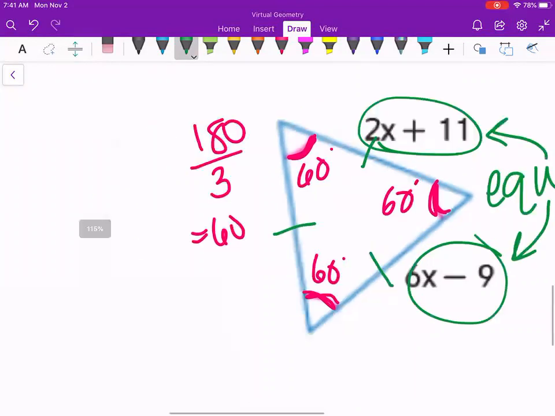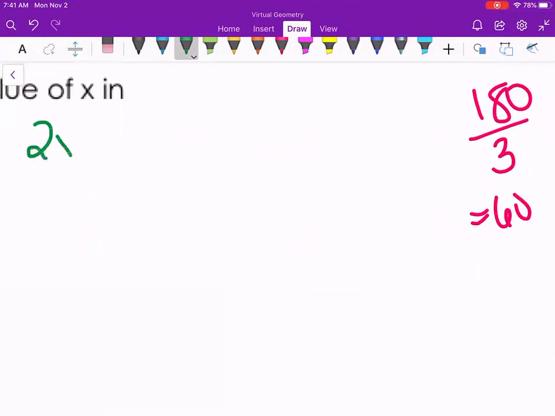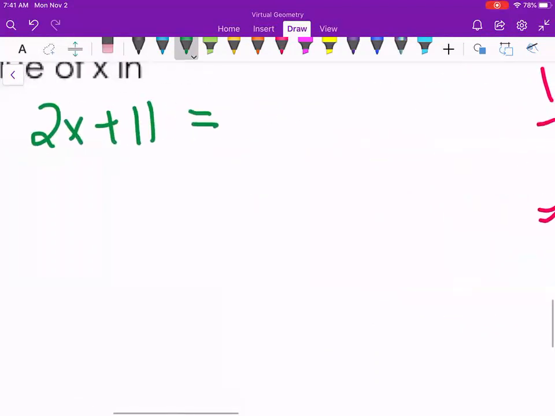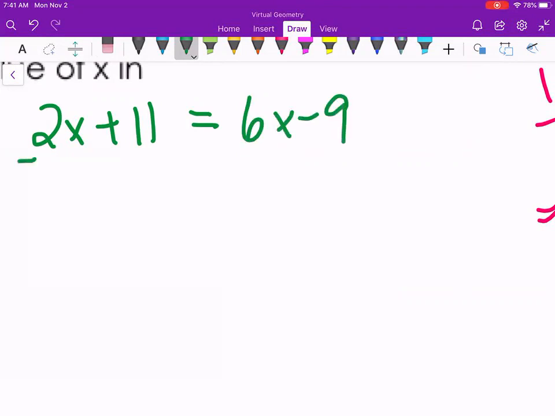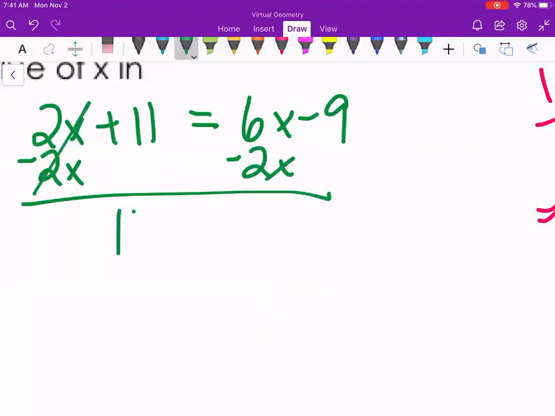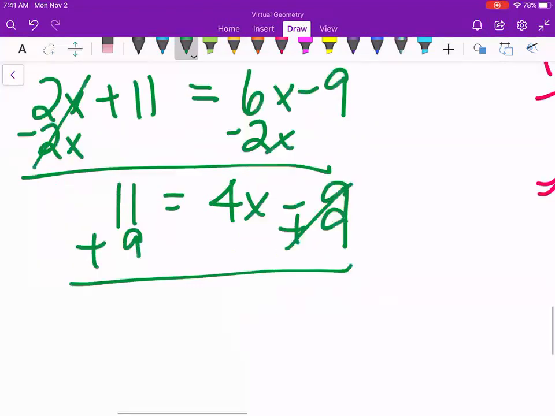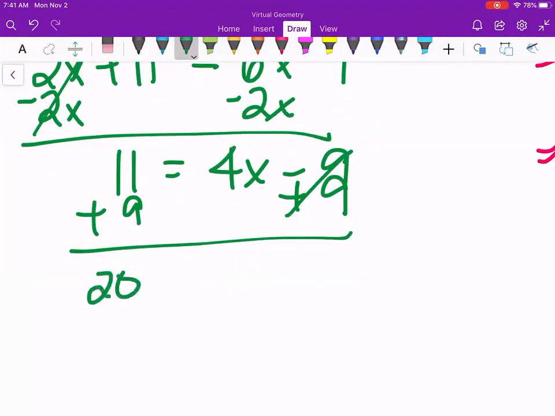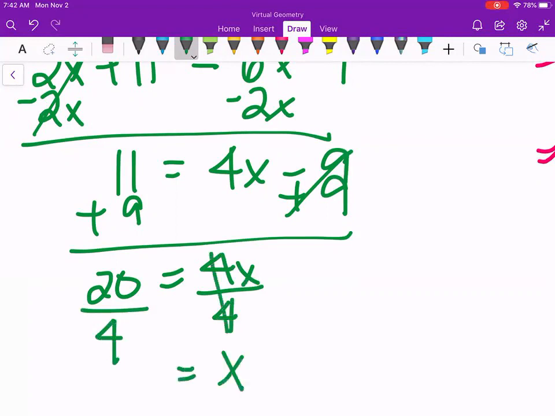So 2x plus 11 will equal the other side, 6x minus 9. And let's solve this. So I'm going to subtract my smaller variable first, so minus 2x to both sides. So 11 is equal to 4x minus 9. Add that 9 back to both sides. 20 is equal to 4x. Divide both sides by that 4. And my x is equal to 5.